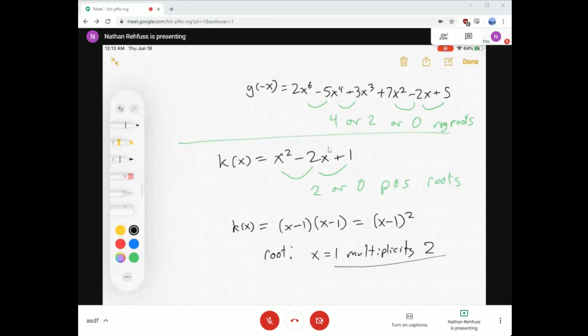So all of these numbers that I've shown you with DROS, they count multiplicity. It's unfortunate, but it's just the way it is. They count multiplicity. So x minus 1 twice counts as both positive roots. That's just how the tool works.